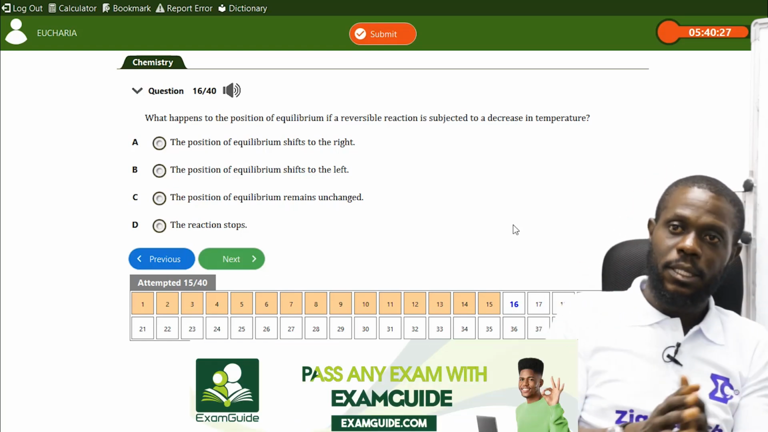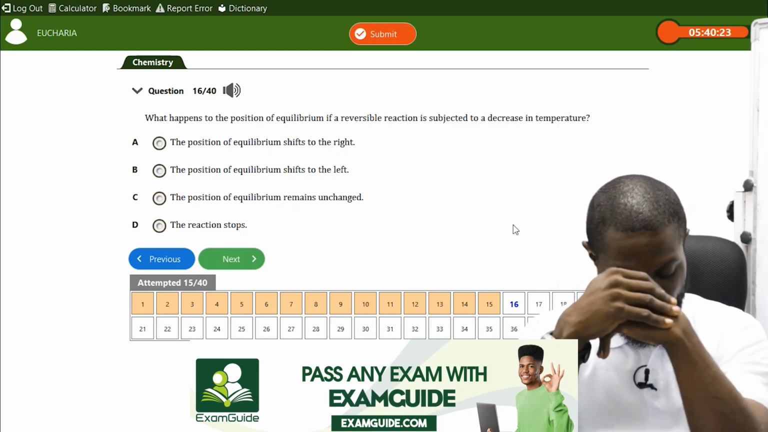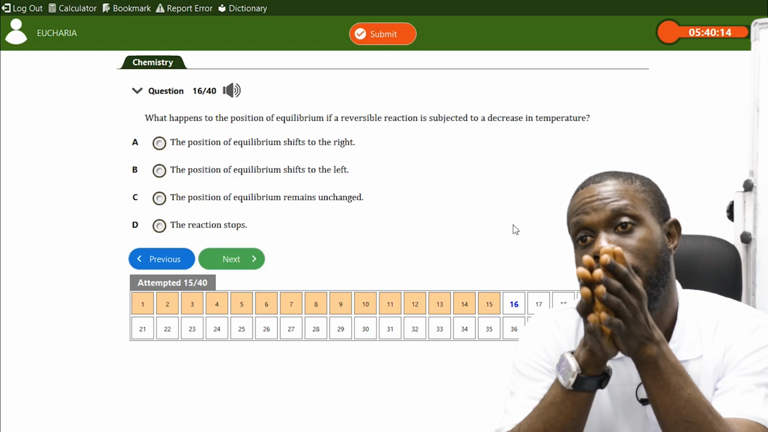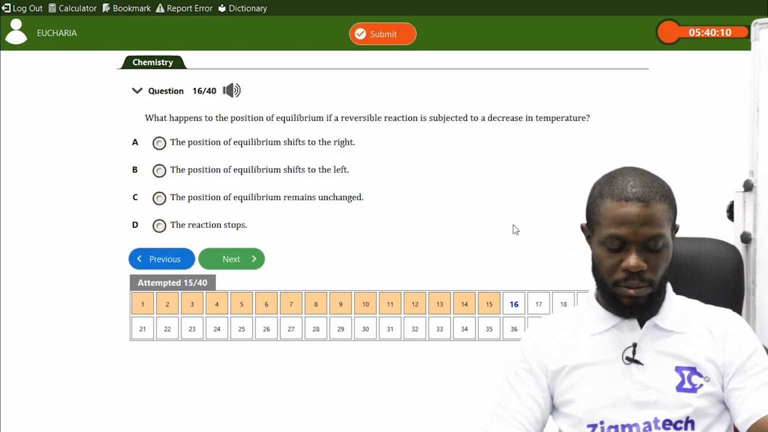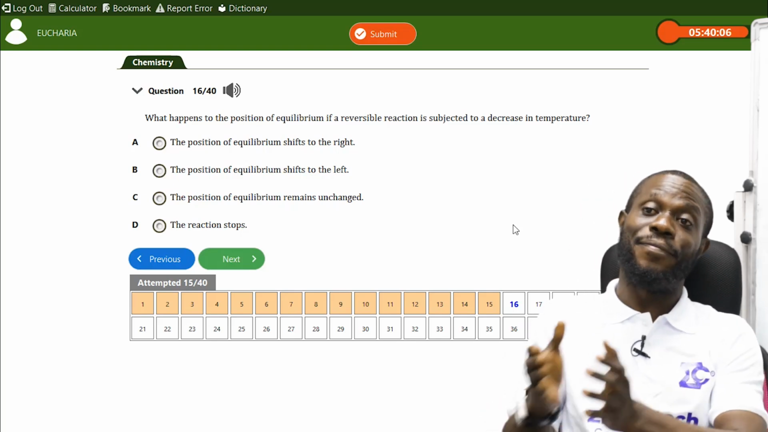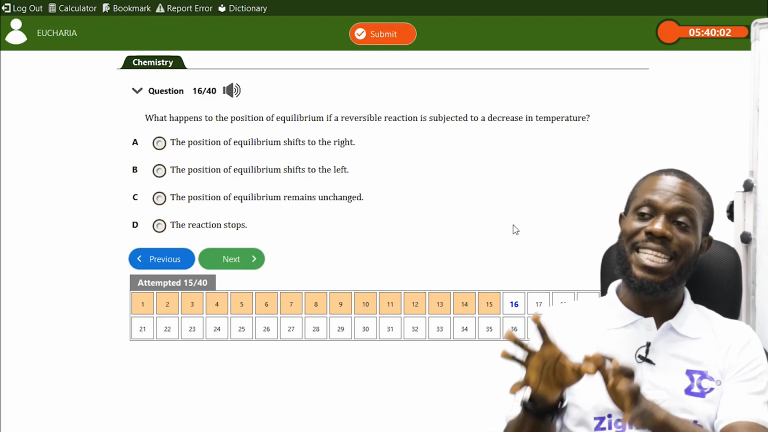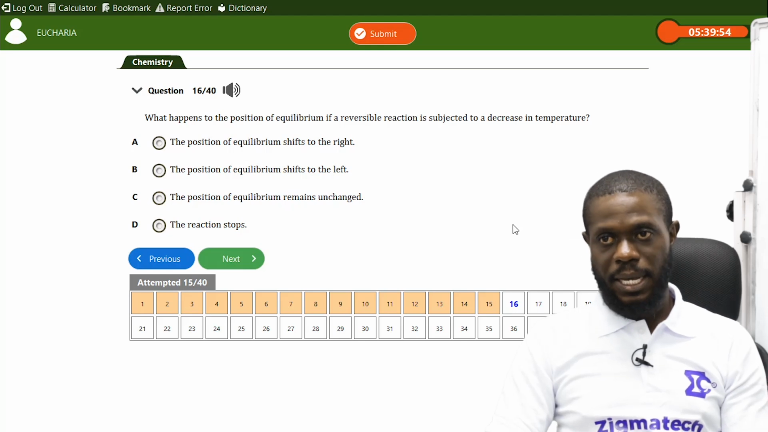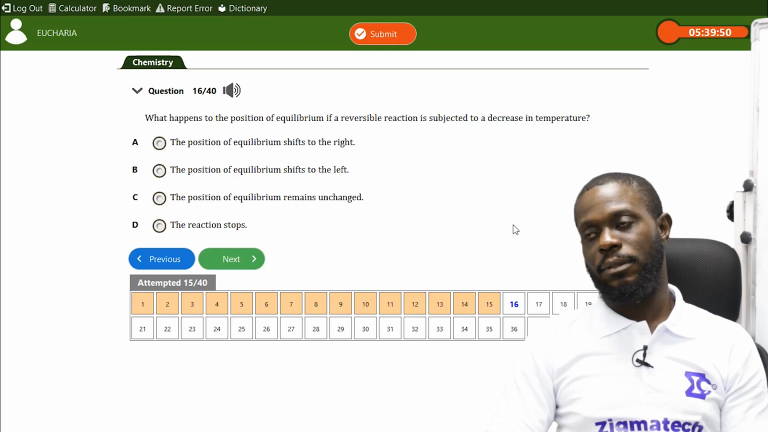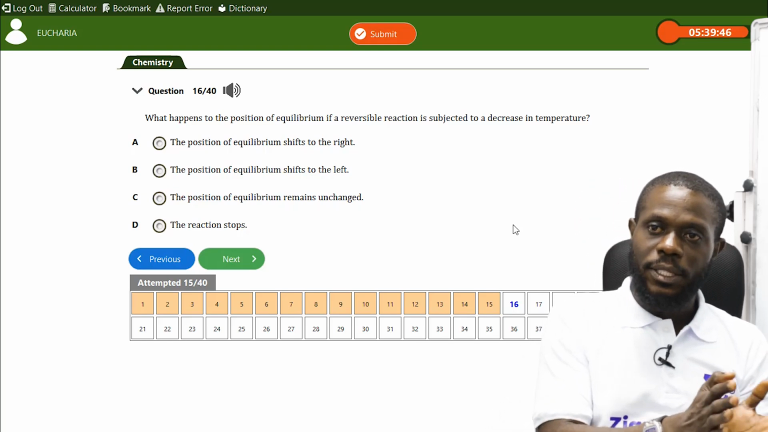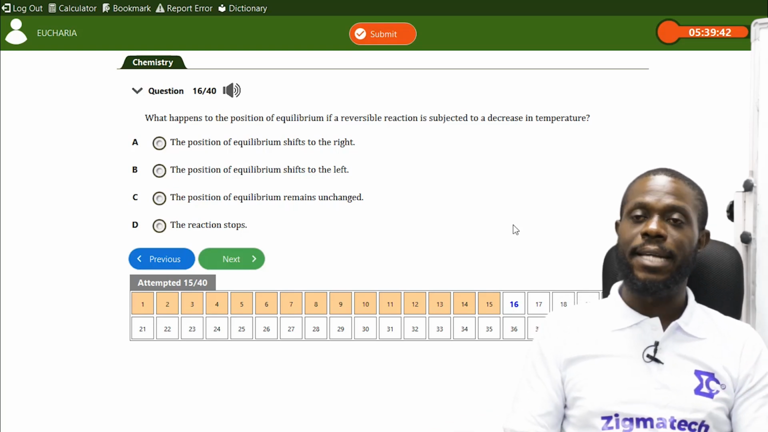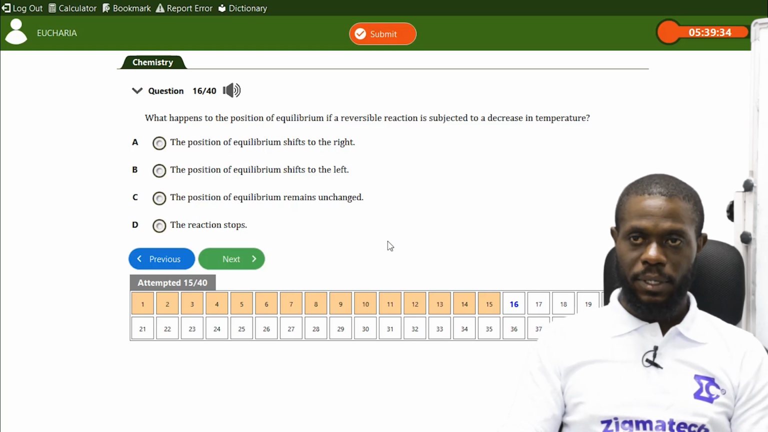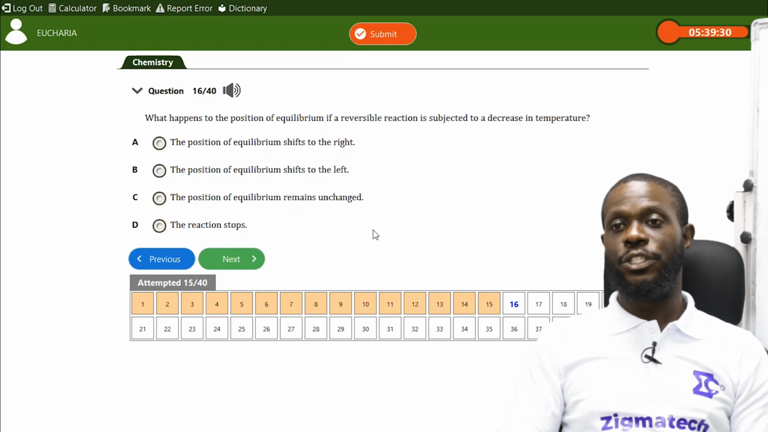The reaction went back to where it started from. That's what it means. So a reverse reaction is a reaction in which the product is reversed to the reactant. That's the reverse reaction. In that context, the position of equilibrium shifts to the left, because the left talks about the reactants, while the right talks about the products. So the equilibrium will shift to the left. So the answer remains equilibrium, because if the position of equilibrium remains unchanged, that means there's no reverse reaction.